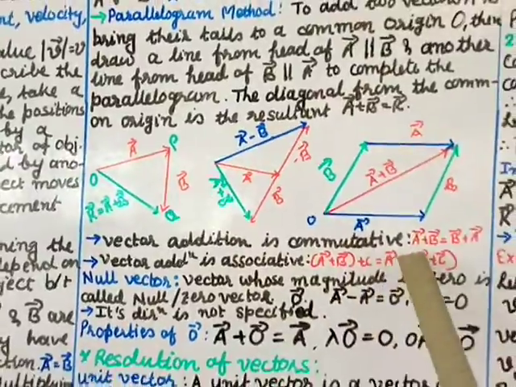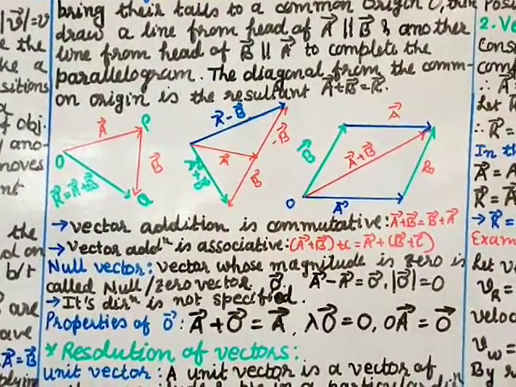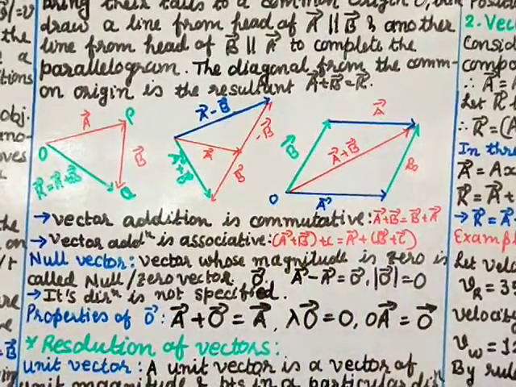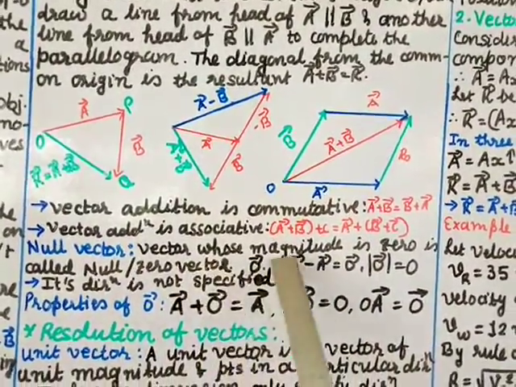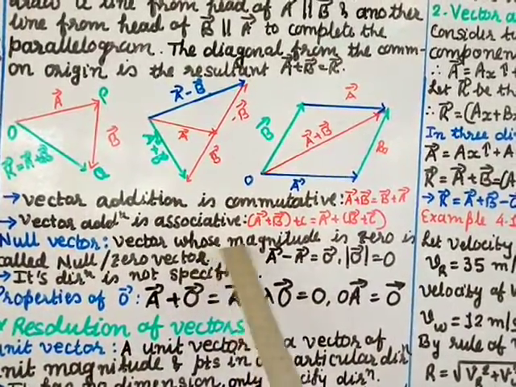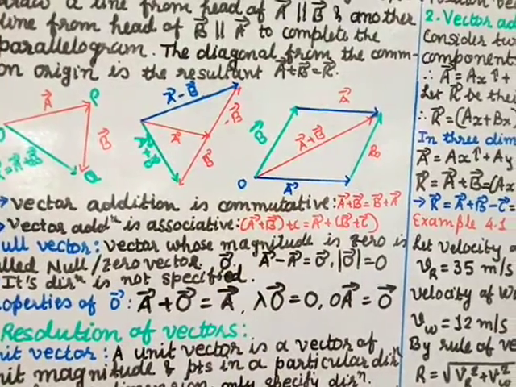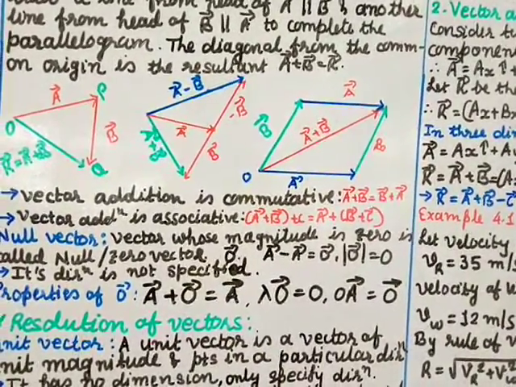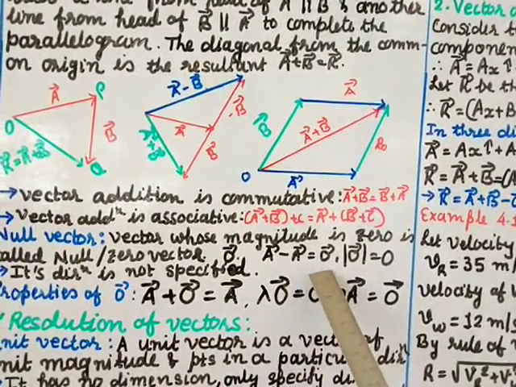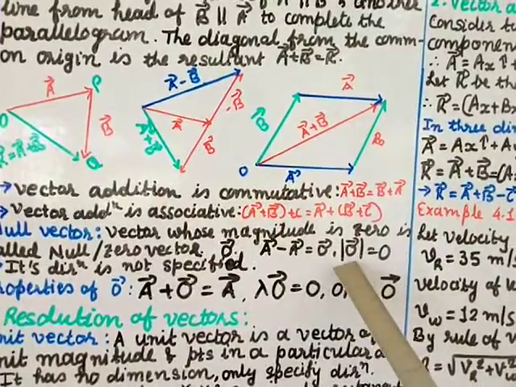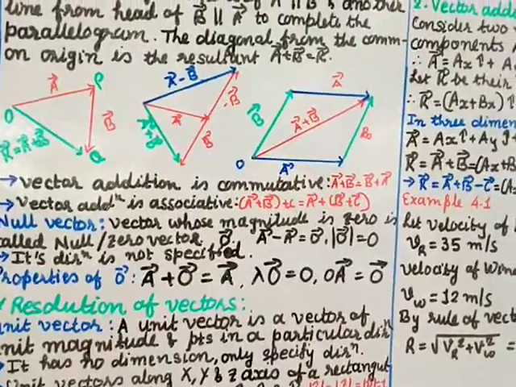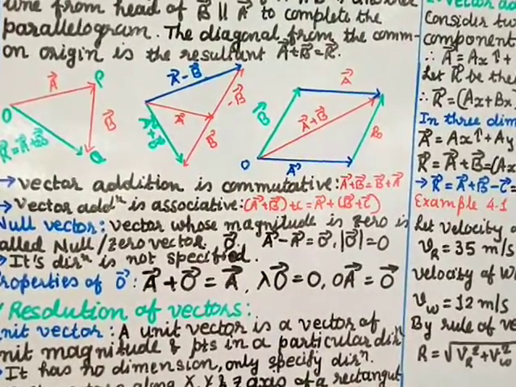Vector addition is commutative. a plus b is equal to b plus a. Vector addition is associative. a plus b plus c equals a plus b plus c. Null vector. A vector whose magnitude is 0 is called a null or zero vector. So if a vector has 0 magnitude, then that is called a zero vector or null vector. Vector a minus vector a gives you the zero vector, and the magnitude of the zero vector is 0. Its direction is not specified, since it has no magnitude, the direction also is not specified.